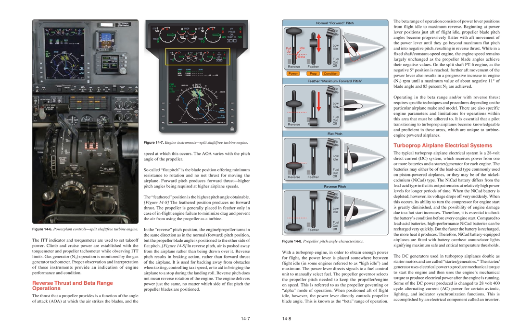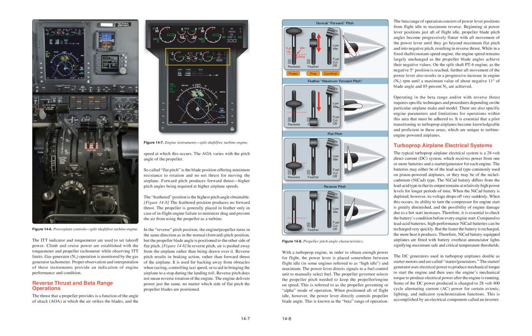Figure 14.7. Engine instruments, split shaft/free turbine engine. The speed at which this occurs varies with the pitch angle of the propeller. So-called flat pitch is the blade position offering minimum resistance to rotation and no net thrust for moving the airplane. Forward pitch produces forward thrust, higher pitch angles being required at higher airplane speeds. The feathered position is the highest pitch angle obtainable.